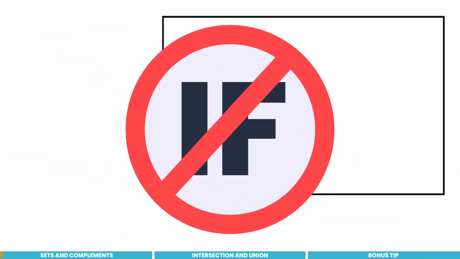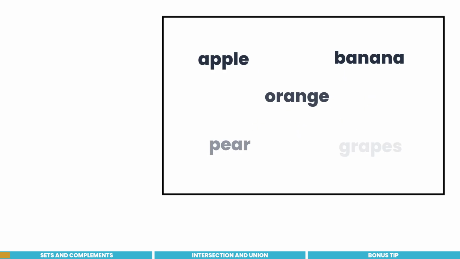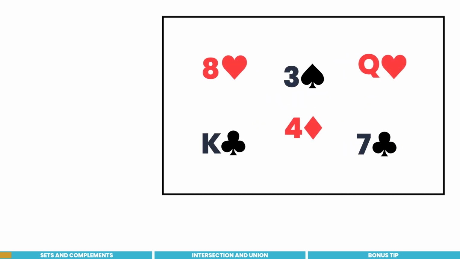First off the bat, all Venn diagrams start with a rectangle. No ifs, no buts. In this rectangle, we need to put everything that we are interested in. It could be numbers from 1 to 10. It could be fruit. It could be playing cards. It could be anything, but it needs to be inside the rectangle.